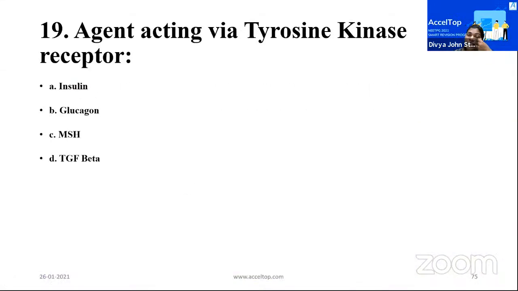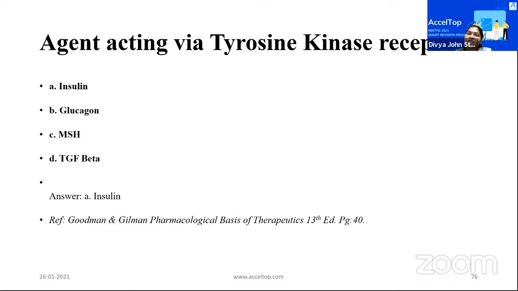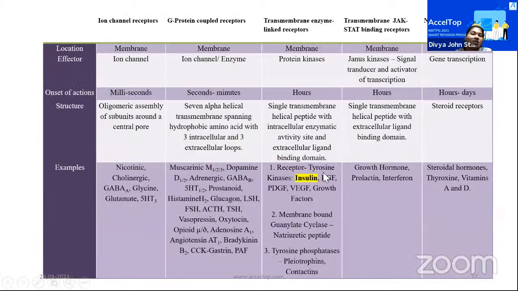Next is agents acting via tyrosine kinase receptors. All these three questions have been found intermittently interspersed during the last 5 years of competitive examinations. That is how important this concept is. So agents acting via your tyrosine kinase receptor: insulin, glucagon, MSH, transforming growth factor beta. And you know the answer is insulin. So you know that tyrosine kinase related is with your insulin and other growth factors.